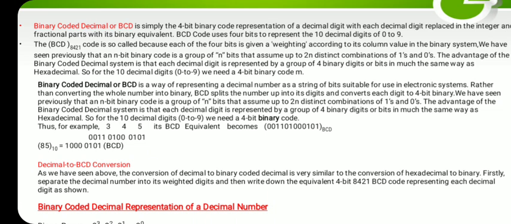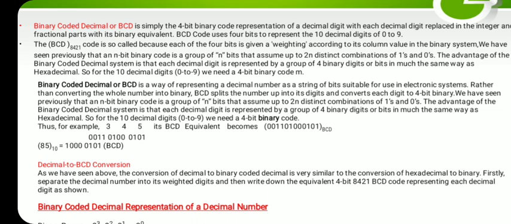Separate each digit, whatever we have taken, 4, 5, 6, separate it as 4, 5, 6, and go on representing each decimal digit with its equivalent 4-bit binary, and then combine that, and that will be our equivalent BCD code for the given decimal number. So this way you can encode any decimal information in the form of binary, that is using BCD code.